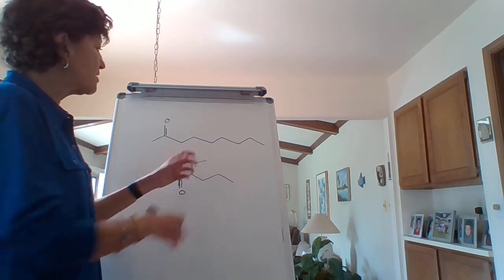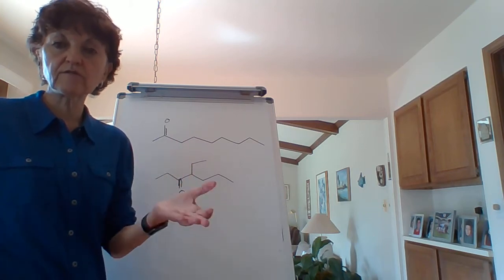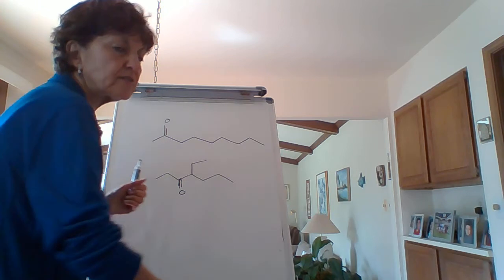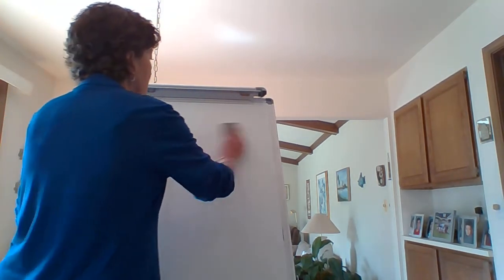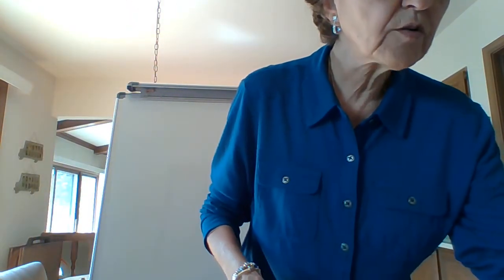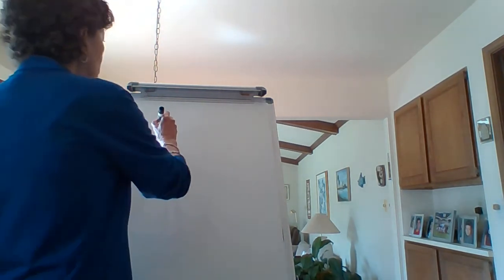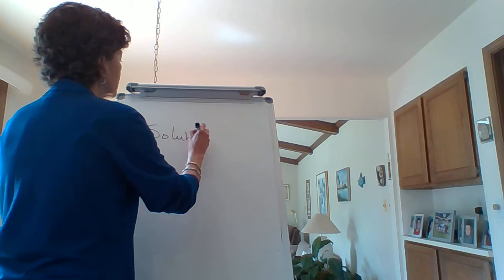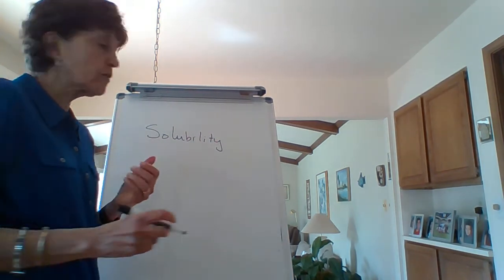So not just changing the structure, but changing the location of the carbonyl gives you a new isomer. Okay, so that's it for isomers of ketones and aldehydes. And we are ready, according to the what you need to know list, to move on to physical properties. Remember, physical properties are all about solubility and boiling point. So let's first focus on solubility.